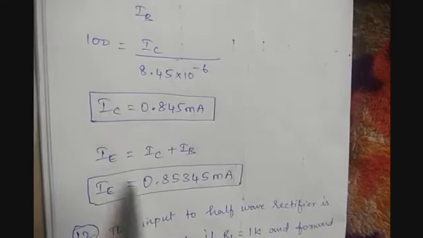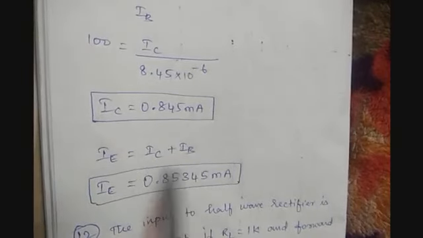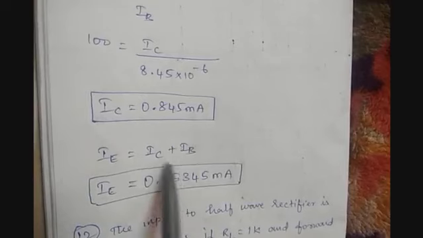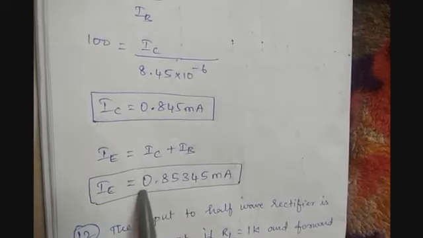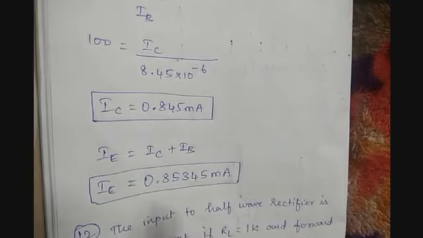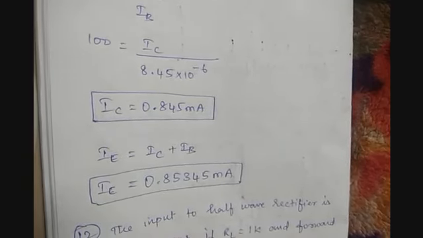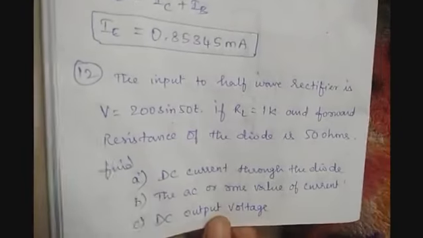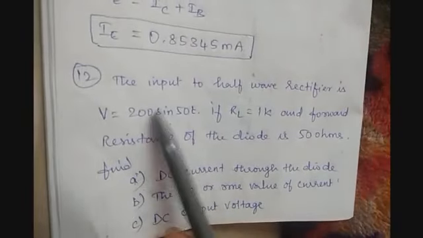Now IE value we can calculate, because IC and IB we know. Just add these two currents. Finally we got 0.85345 milliamps is the IE value. So that's all about the 11th problem. So we move on to the last problem, 12th problem.